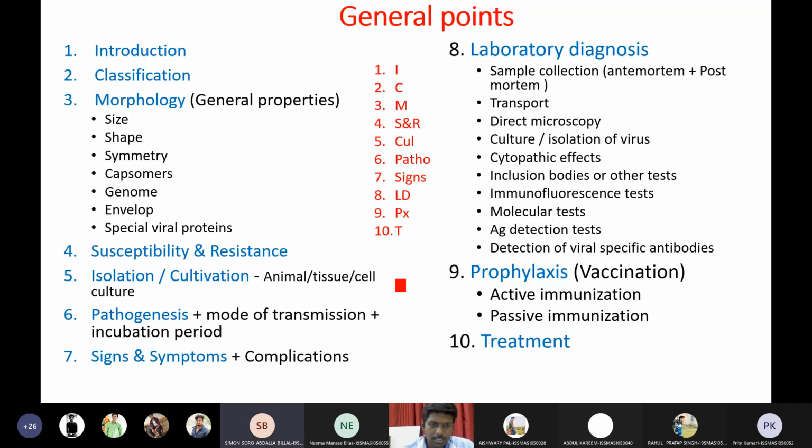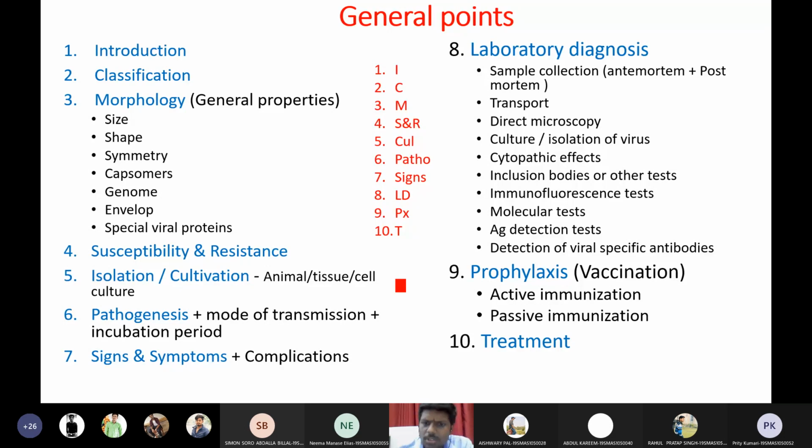Everyone should take a screenshot of this slide. No matter whichever virus we are studying, whether RNA or DNA viruses, for each and every virus we must satisfy these 10 points. If you are satisfying these 10 points for any virus, then it will be complete, and you are giving a complete picture of that virus.